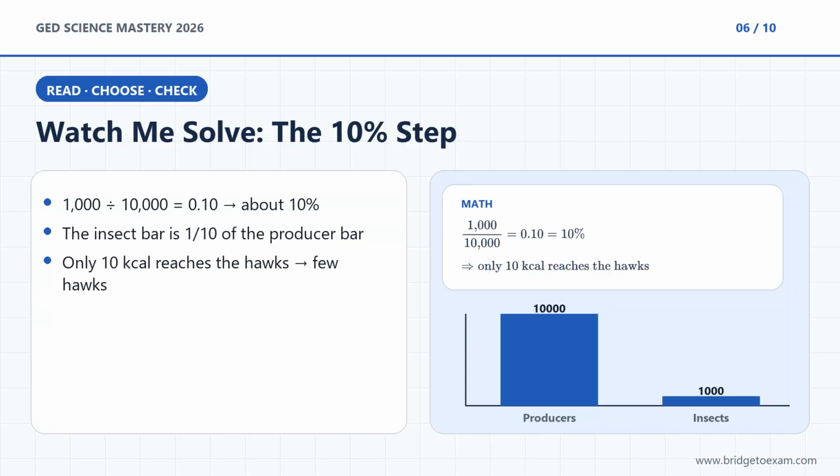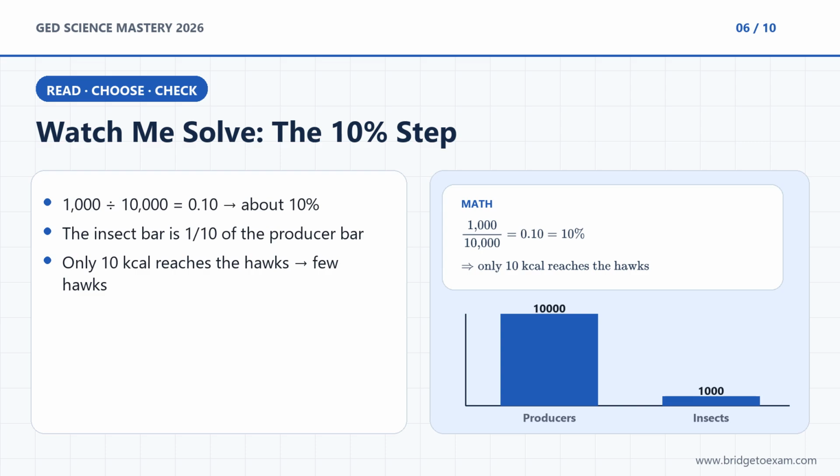Let's answer with our method. What fraction of energy passes from the producers to the primary consumers? And why are there so few hawks? Read. The producers have 10,000 kilocalories, and the primary consumers have 1,000. Look at the 2 bars. The second is 1/10 of the first.